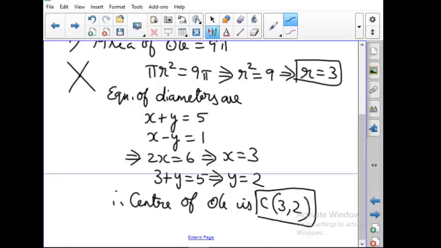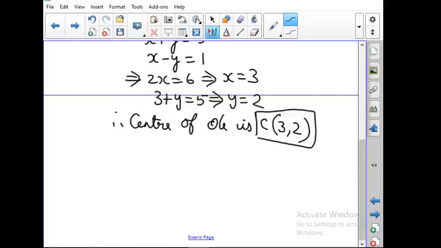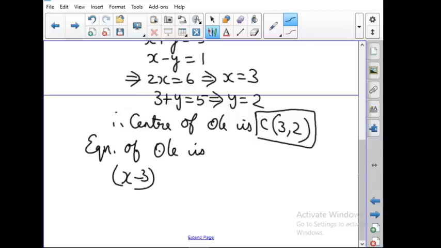So we got the radius and the center. Now you can easily write down the equation of the circle. The equation of the circle is (x minus 3) the whole square plus (y minus 2) the whole square is equal to 3 square, that is equal to 9. So this is the equation of the circle. Okay.